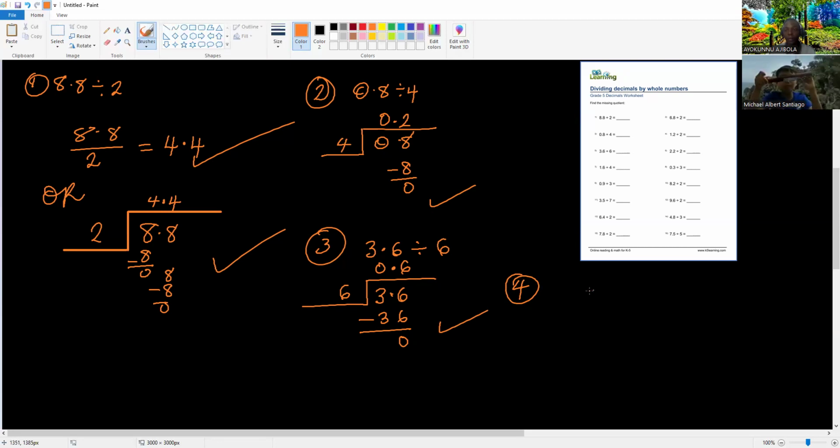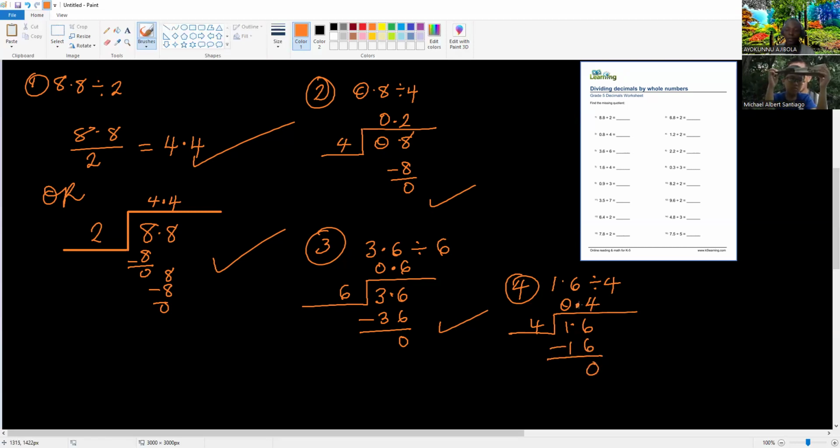The next one, 1.6 divided by 4. So how many 4 in 1? It can't go. So that's 0. How many 4 in 16? That is 4, okay? And 4 times 4 is 16. So you take it as 16 minus 16, that's 0. Then you introduce your point.